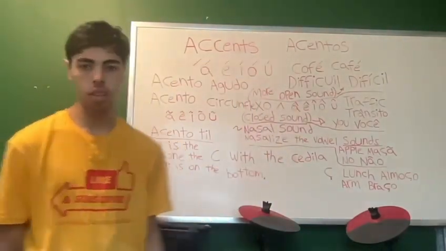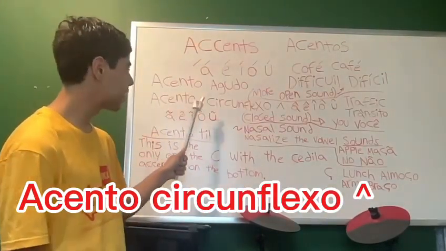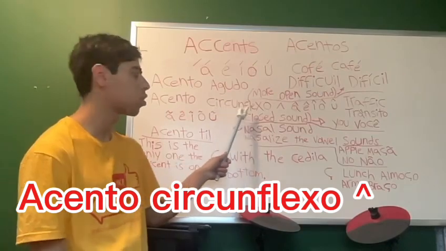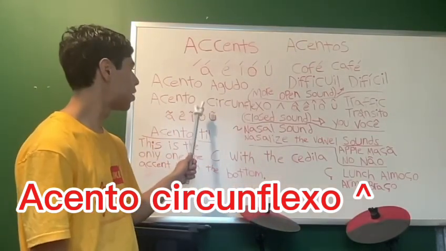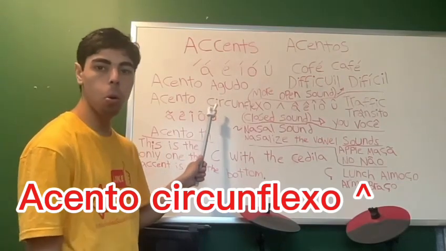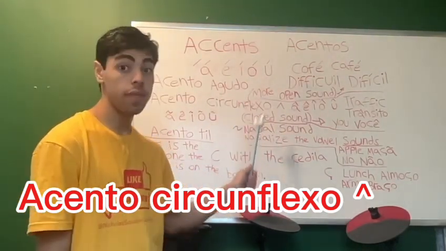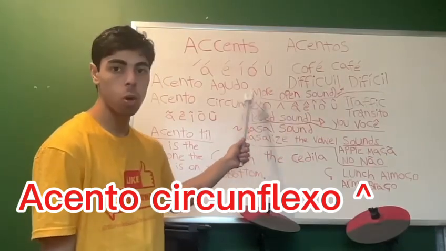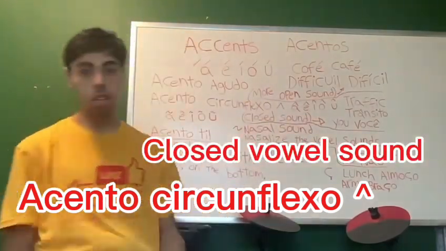Alright, our next accent we're going to be learning is called acento circunflexo. Oh boy, that's a big one, right? So this one is the opposite of the last one. Remember that I talked about it being a more open sound? Guess what? It's a more closed sound. Woo! We're closing it, baby.